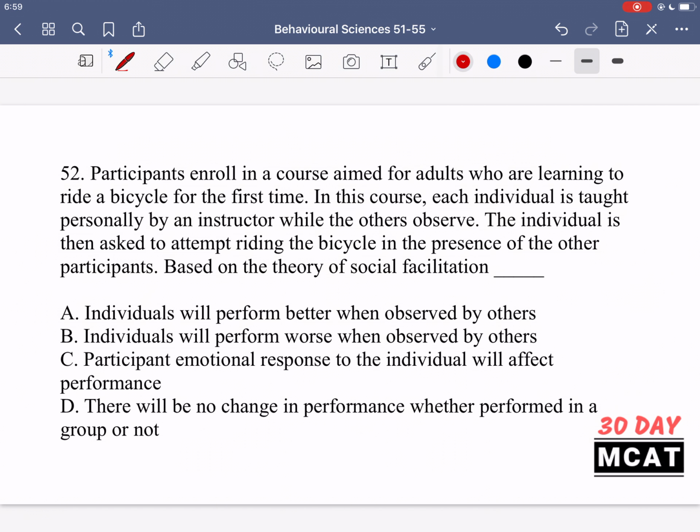In question 52, it says participants enroll in a course aimed for adults who are learning to ride a bicycle for the first time. In this course, each individual is taught personally by an instructor while the others observe, and afterwards the individual is then asked to attempt riding the bicycle in the presence of the other participants. Based on the theory of social facilitation, blank, we can say that something is going to happen. So we are talking about social facilitation, and in this case we have a course. Adults are learning to ride a bicycle for the first time. And the key thing here is they attempt riding the bicycle in the presence of others.